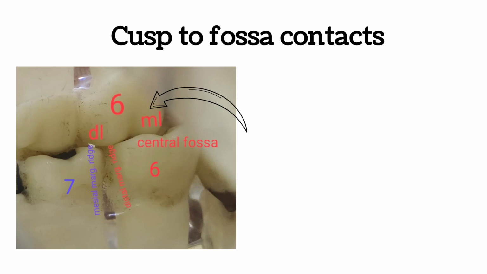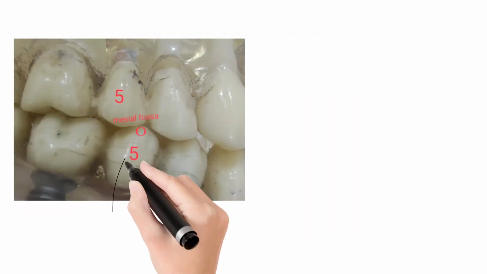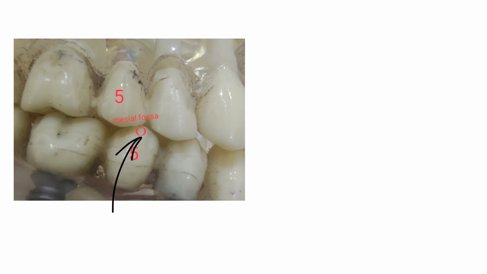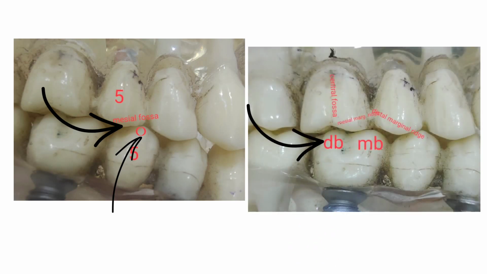Cusp to fossa contacts. Mesiolingual cusp of maxillary first molar contacts the central fossa of mandibular first molar. Lingual cusp of maxillary second premolar contacts the distal fossa of mandibular second premolar. Buccal cusp tip of mandibular second premolar contacts the mesial fossa of maxillary second premolar. Distobuccal cusp of mandibular molar contacts the central fossa of maxillary first molar.